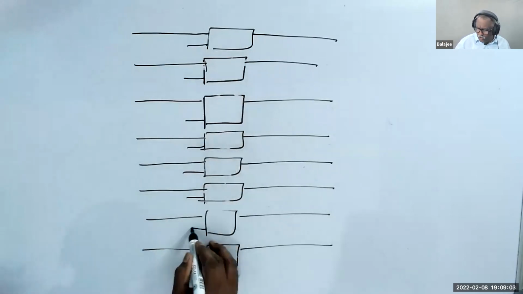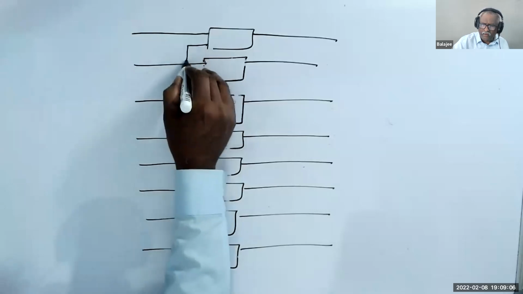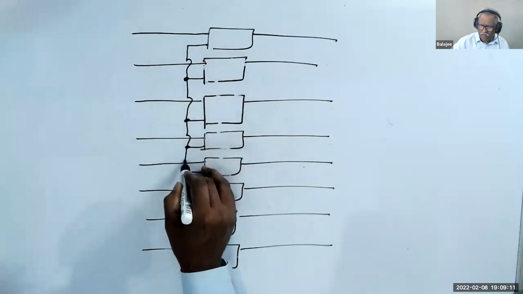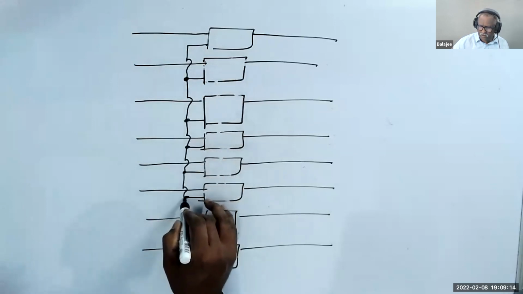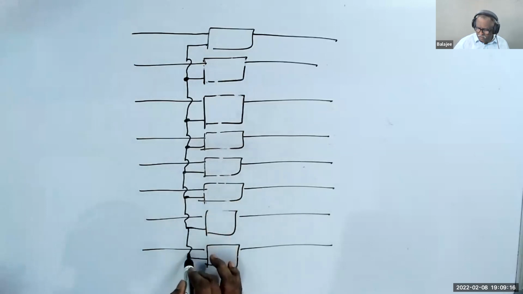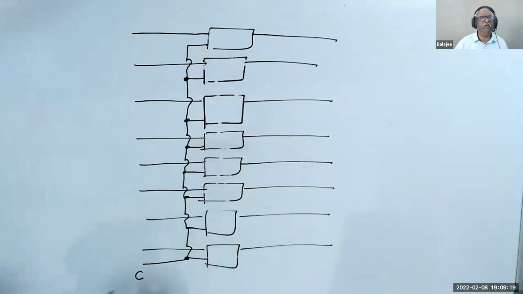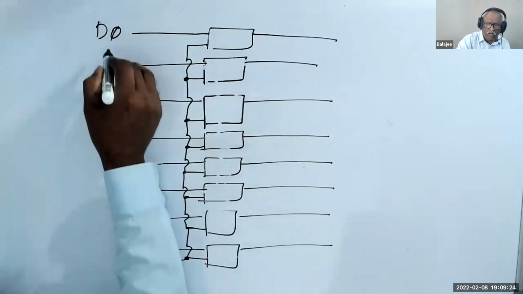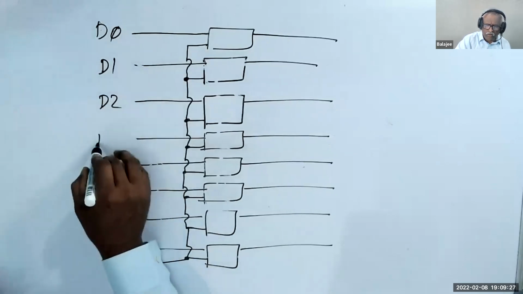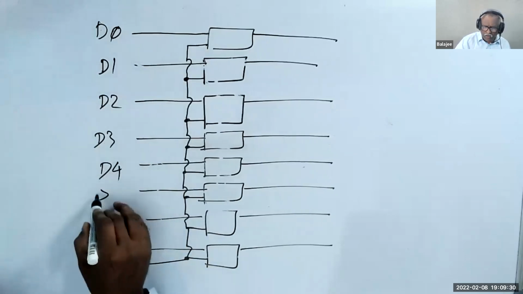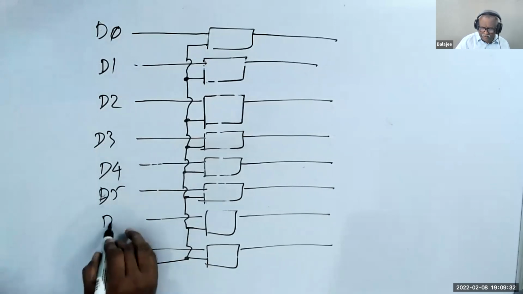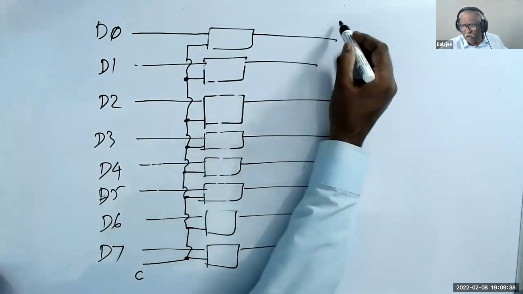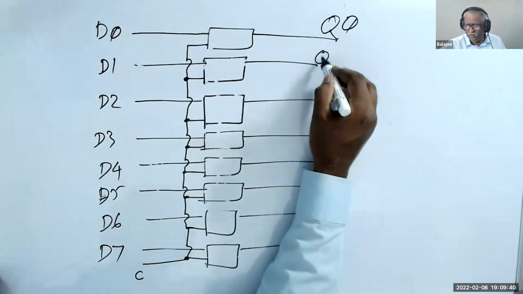I take all the control inputs and connect them. See that? It's called C. Since we have 8, we call these D0, D1, D2, D3, D4, D5, D6, D7. These are only one time you have to remember. Then later, you don't have to do that. You can forget it.